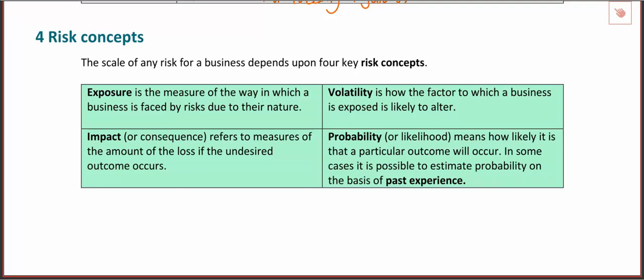Section 4 then moves on to risk concepts. So the risks that we've just been through aren't going to affect every business in the same way. For example, foreign exchange risk for a company that trades heavily overseas is going to be a lot more problematic potentially than for a business who does not trade overseas. So they'll still be affected perhaps, but not in the same way. And we break the scale of risk that a business faces into these 4 risk concepts. So exposure, volatility, impact, and probability.